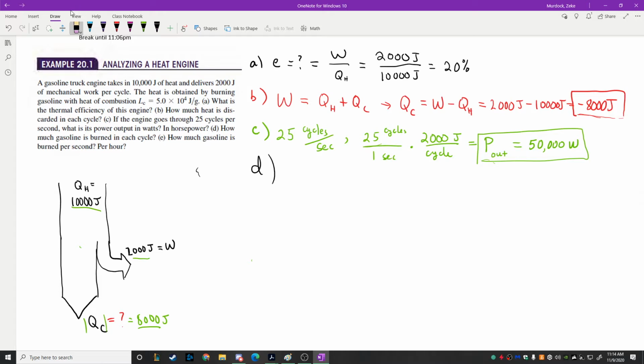Oh, they want it in horsepower too. Okay. To get from horsepower to watts, I think that 746 watts is equal to 1 horsepower. If one of you could go look this up on the internet real quick and tell me if that's right or not, or look it up in your book, either way. Pretty sure that's correct. So then if we take 50,000 watts and we divide by 746 watts per 1 horsepower, we should get the answer in horsepower.